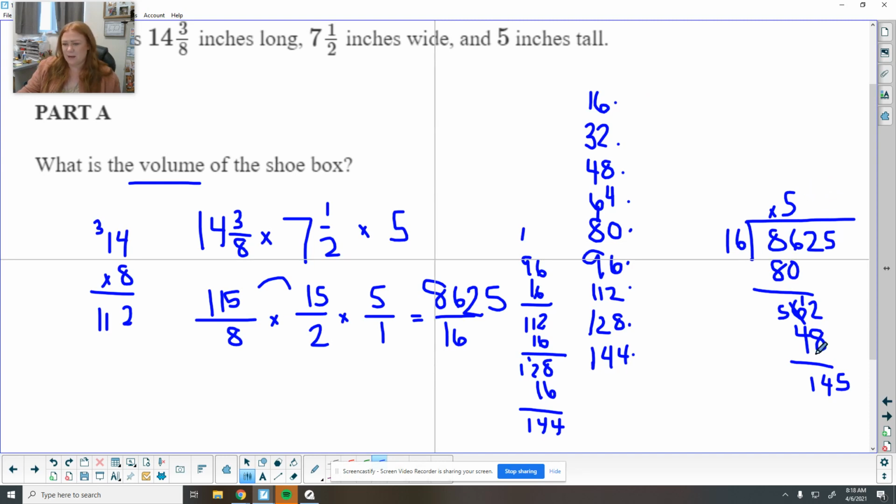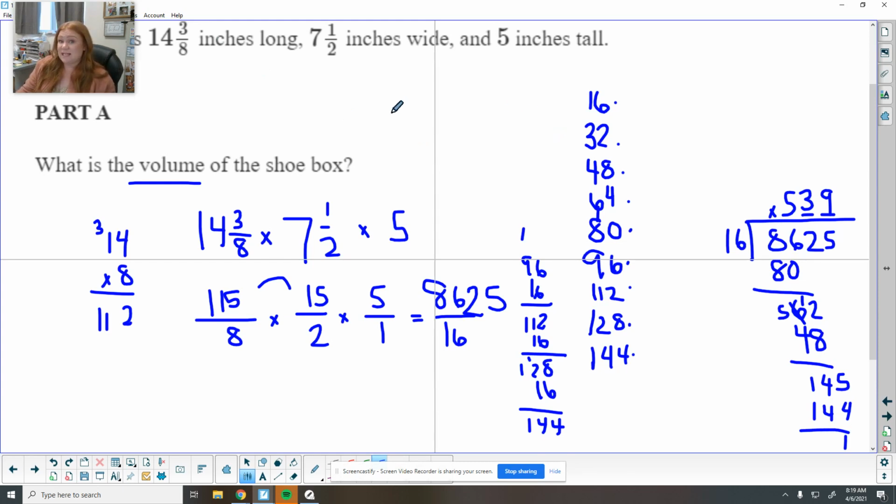Oh, I didn't put my number up here when I brought my 2 down. Oh no. Okay, so 216 went in here 3 times. Okay, yes, I definitely need that. And now I brought my 5 down. 16 goes into 145 exactly 9 times. Or not exactly, almost exactly. And we have 1 left over.